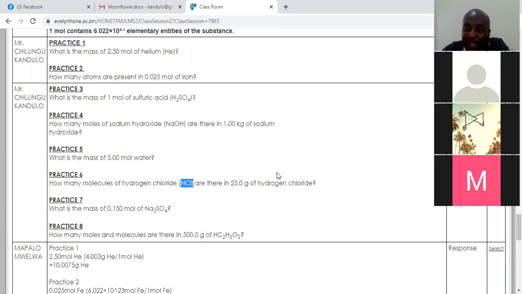H2S is hydrogen sulfide gas. These are very acidic gases. You don't need them in your center.